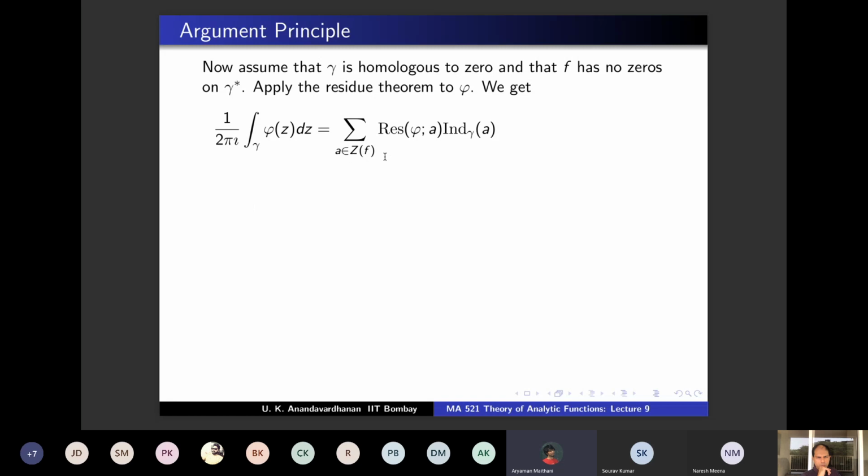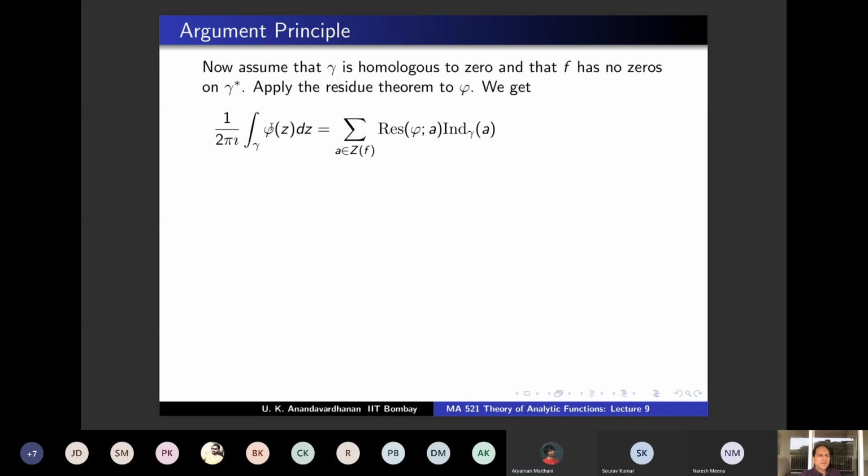I mean, 0 of f is not correct now. It should be 0 of f union poles of phi. Poles of phi, yeah. And for each pole, we can locally get the residue to be the multiplicity of the 0, or the order of the pole with a negative sign.